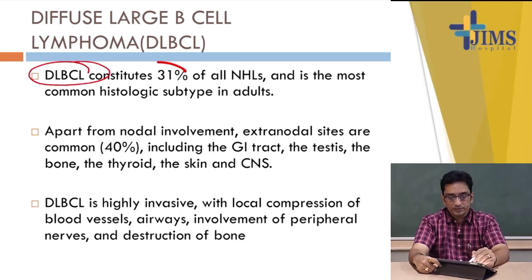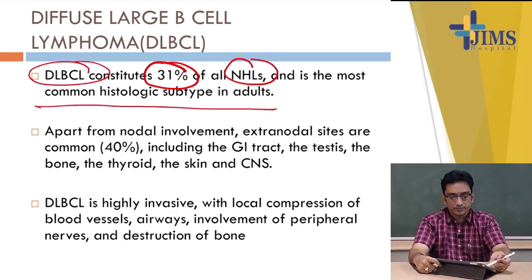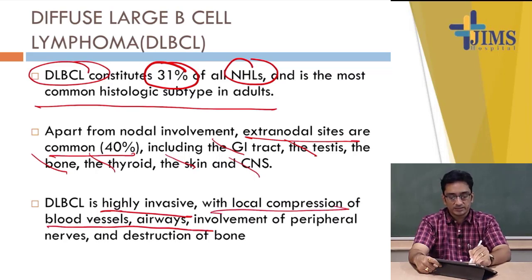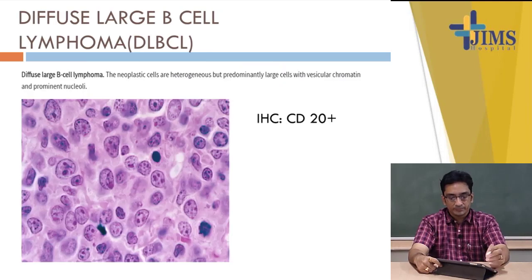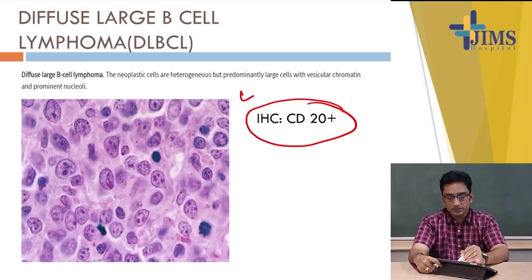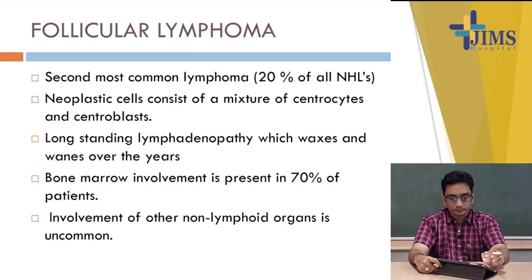DLBCL comprises 31% of all NHL, the most common histologic subtype. Extranodal involvement is common, including GI tract, testes, bone, thyroid, skin, CNS. Highly invasive with local compression of blood vessels, airway and involvement of peripheral nerves, destruction of bone. Immunohistochemistry is CD20 positive, remember that.